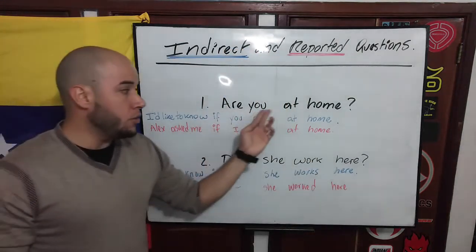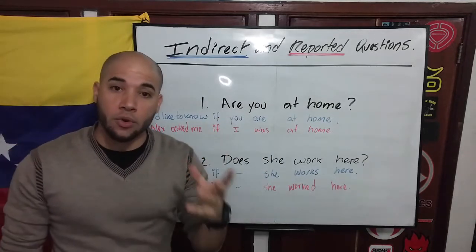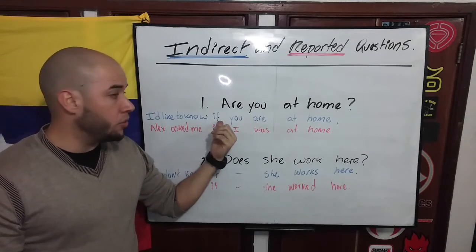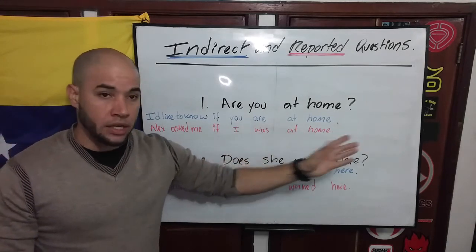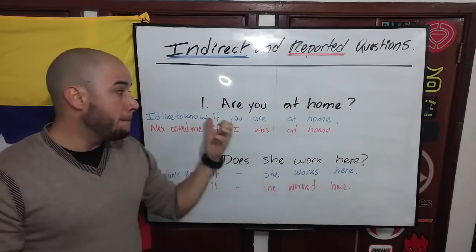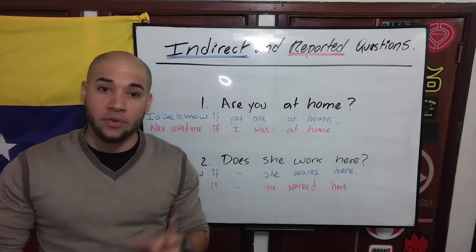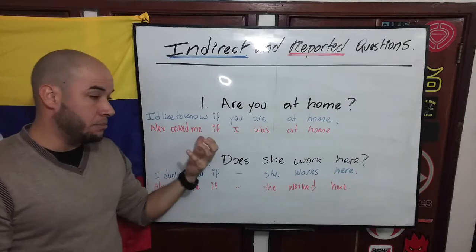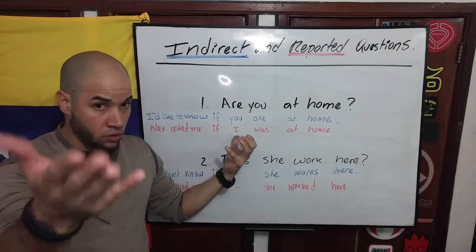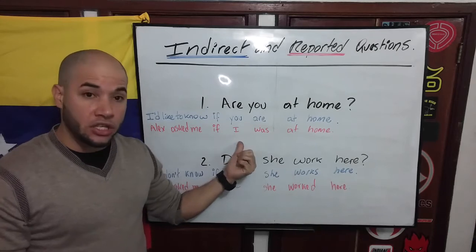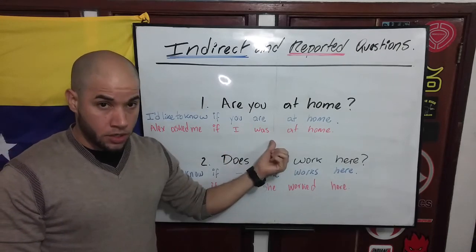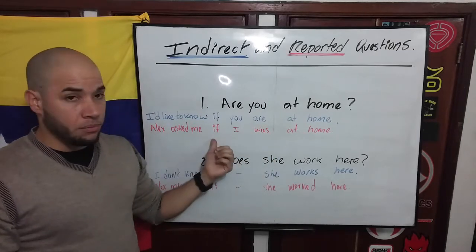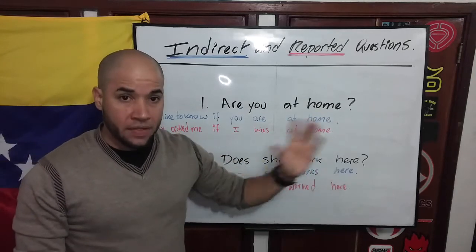We have, are you at home? This is a yes-no question because you're going to answer yes or no. So, I'd like to know if, and this is how you do it, you are at home, and that's it. You do what I already told you to do, but since this is a yes-no question, you have to add "if." Then, if you want to make a reported question, you say, Alex asked me if I, because the question was for you, was, because the conjugation in past tense for "I" is "was." So this would be "I am" in the present, but it's in the past tense. So we say, Alex asked me if I was at home, and that's how you do it.